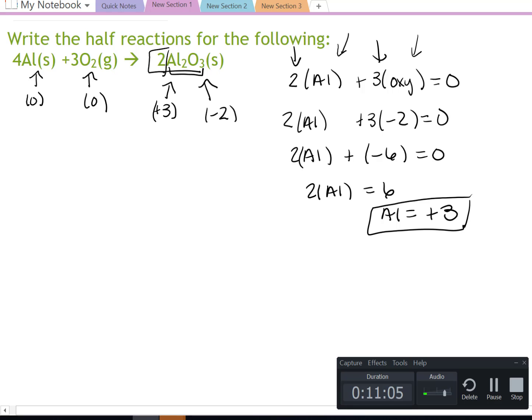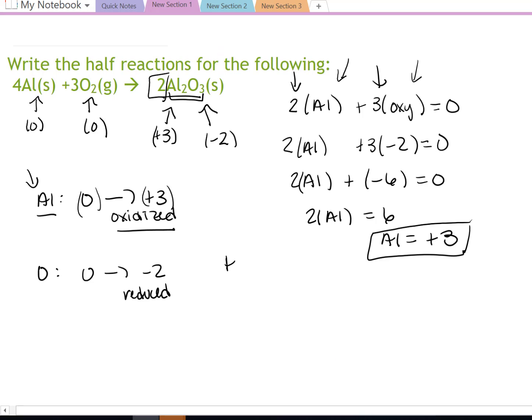When we look at aluminum, it's going from 0 to +3. So we would say that this is being oxidized. Then we look at oxygen, and this is going from 0 to -2. So we would say that this is being reduced. Now let's look at our half reactions, because we know what's being oxidized and what's being reduced. When we deal with oxidation, we're looking at aluminum. It's going from 0 to +3, so that means it's losing 3 electrons.